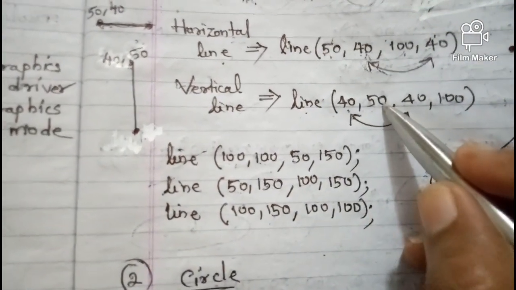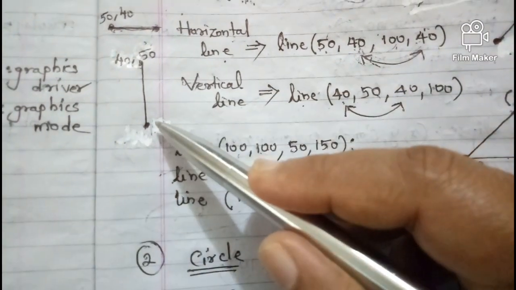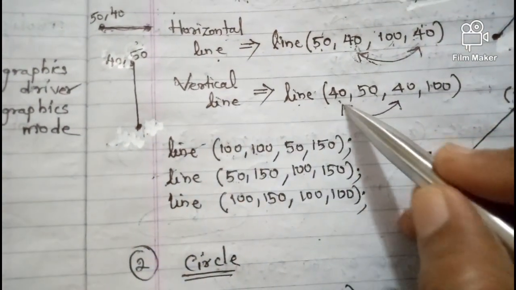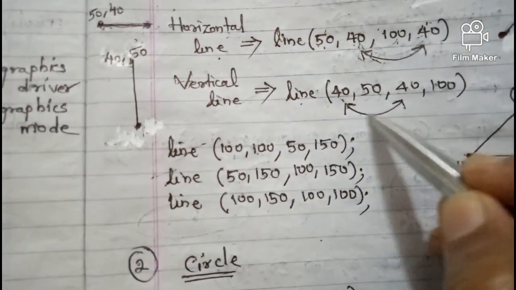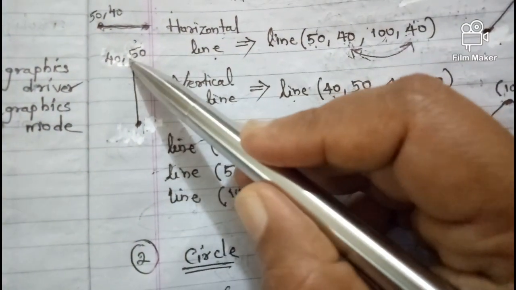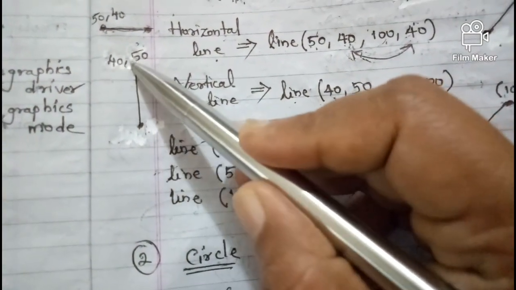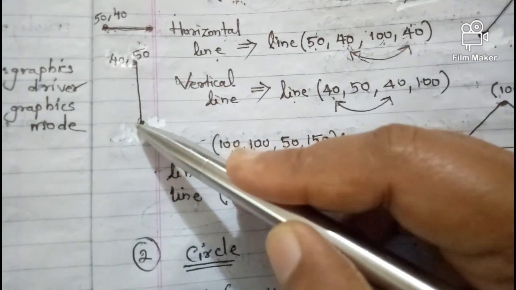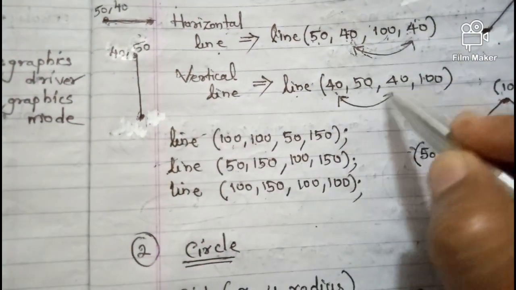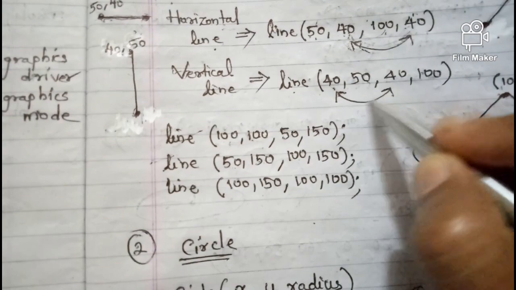Since this is a vertical line, there is no change in column. So x value will not be changing. Both the column x value of starting point and the column x value of ending point will be same. So x values are same. This indicates they are in same column.